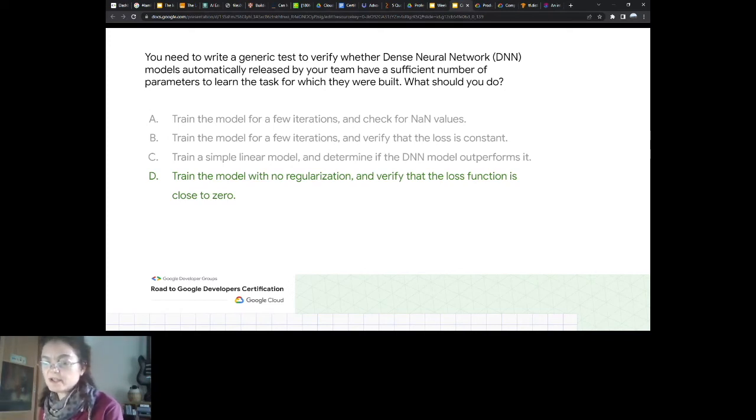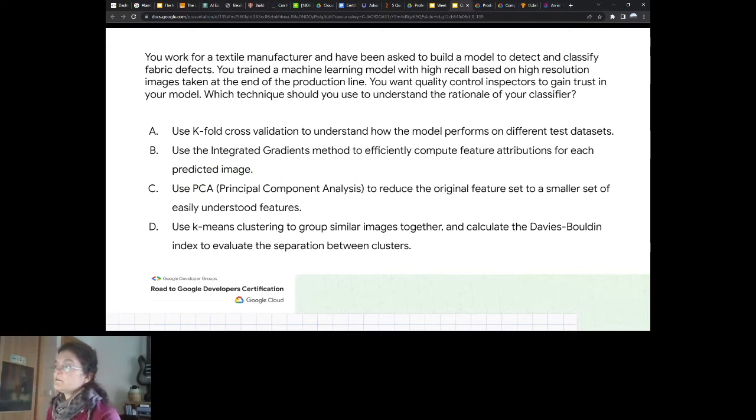You will guess this one, I hope. You work for a textile manufacturer and have been asked to build a model to detect and classify fabric defects. You train a machine learning model with high recall. I guess you know what recall is or not.